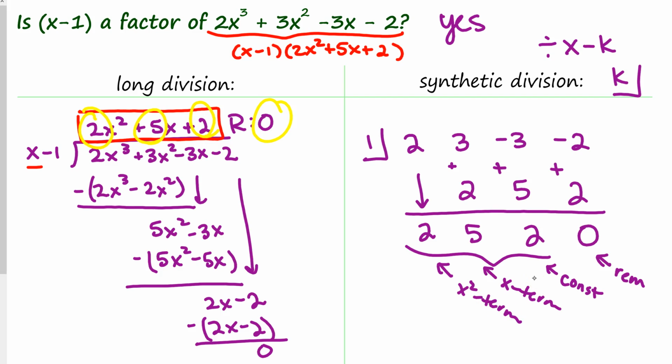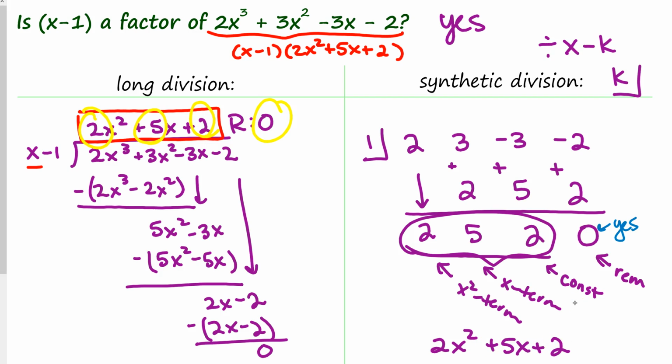If the question is just, is it a factor, and we get a remainder of 0, then we say yes. But if the question is, what do you get once you divide this, then you're going to have to put these numbers back into a polynomial and say that it's 2x squared plus 5x plus 2.